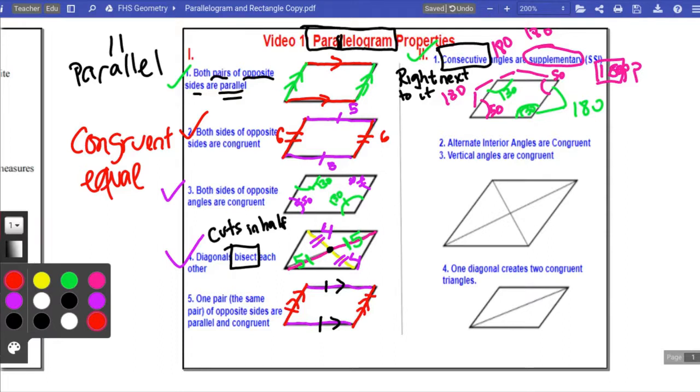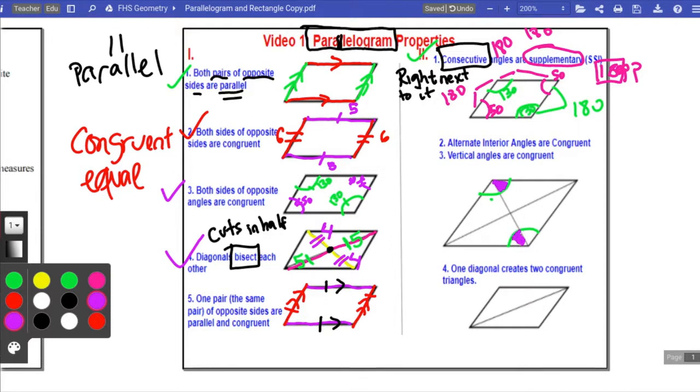Let's look at alternate interior angles are congruent. What does that even mean? Let's go back to the example I gave you earlier. We know opposite angles are congruent. So for example, let's say that this is, again, 130. I don't even want to write the number yet. So opposite angles are congruent, but let's go further into detail. This little bit of angle that I'm coloring right here will be congruent to this angle.